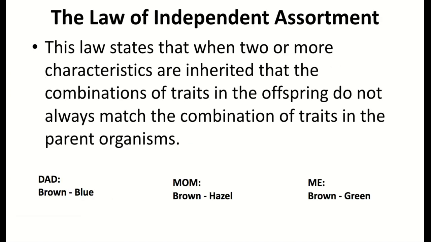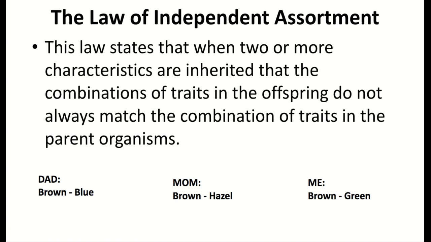And then the law of independent assortment, this just states that when 2 or more characteristics are inherited, the combinations of the traits in the offspring don't always match the combination of traits in the parents. So just because my dad has brown hair and blue eyes doesn't necessarily mean that I'm going to have brown hair and blue eyes. So the below section is my family.